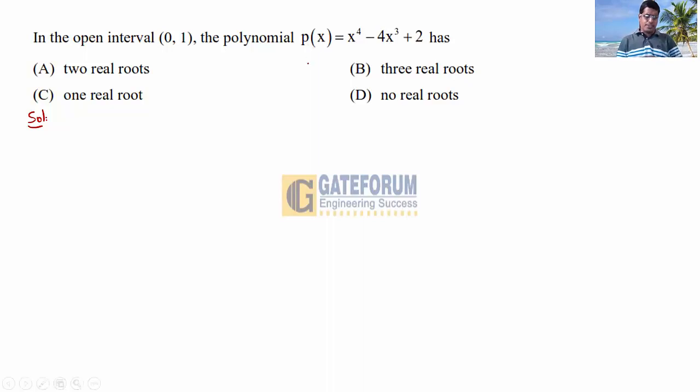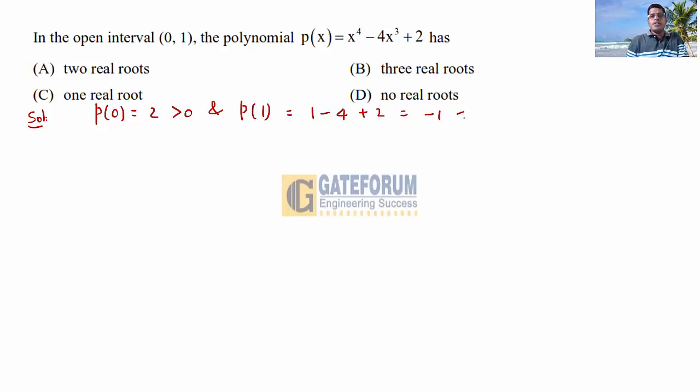Sometimes, depending on the situation, use non-integer values, that is put x equal to 0.5, x equal to 0.8, etc. So, P of 0 simplifies to 2, which is greater than 0. And P of 1 is 1 minus 4 plus 2, that is minus 1. In the first two function values we are getting opposite signs. So P of 0 and P of 1 are of opposite signs.